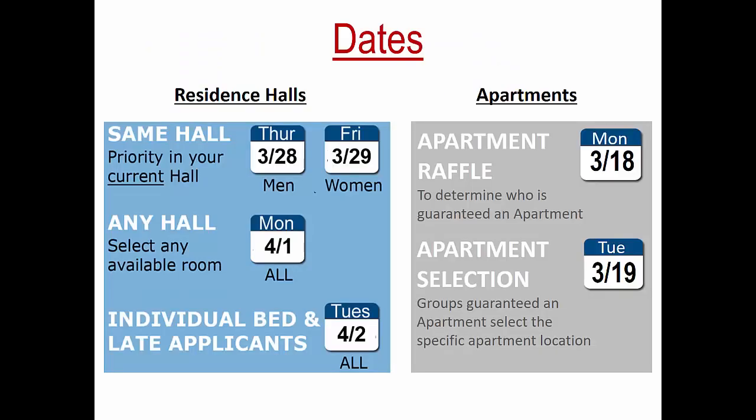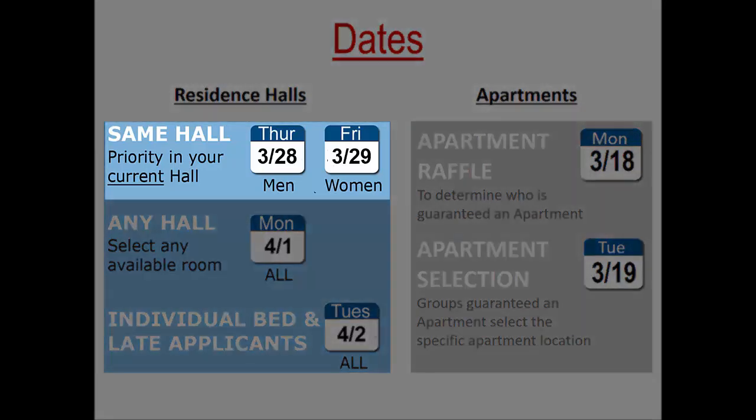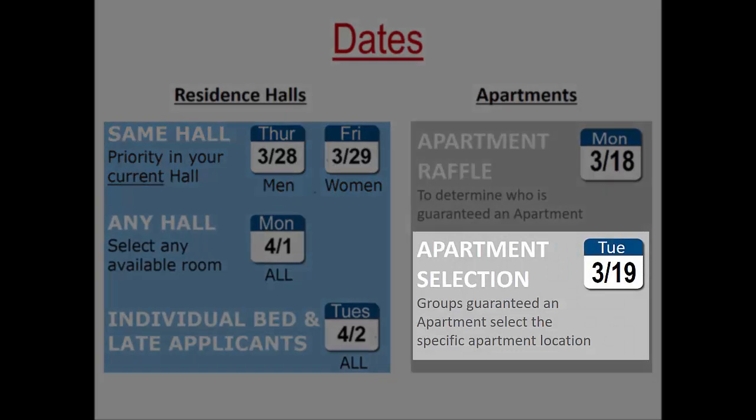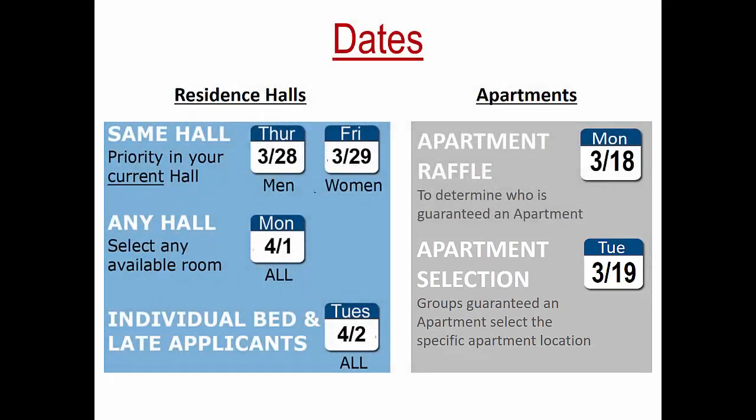The residence hall selection processes are same hall, any hall, and individual bed. Until you or your roommate choose a room, you'll be included in each selection process you're eligible for. So, for same hall selection, you will only receive a selection time if you currently live in a residence hall. For apartment selection, you'll only receive a selection time if your group received an apartment guarantee from the apartment raffle.